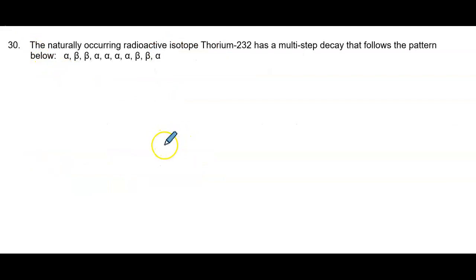Okay, this is your number 30 on your homework. It says the natural radioisotope thorium-232 has a multi-step decay that follows the pattern. So it's going to first emit an alpha, then a beta, and then alpha, alpha, alpha, and so on. I'm going to get you started, but I'm not going to finish it. First thing you're going to do is predict what you think it will end with. So pause and do that prediction, please, on number 30.